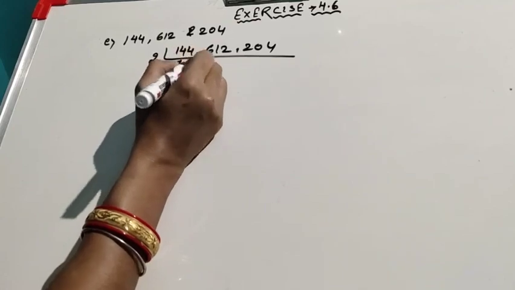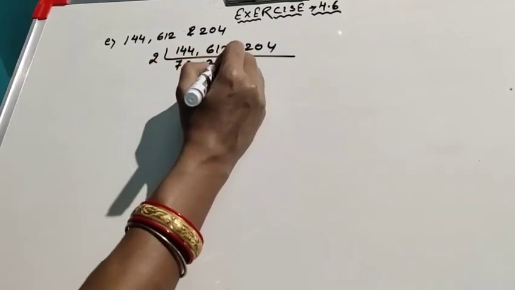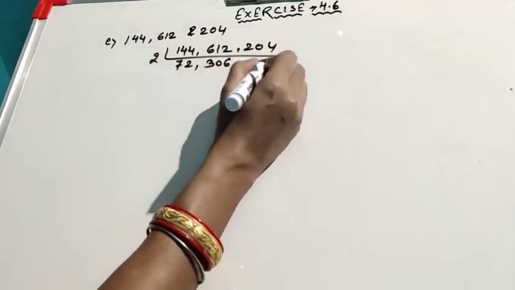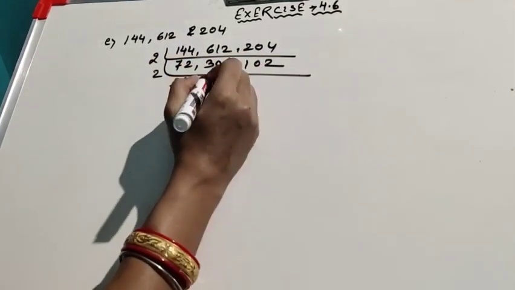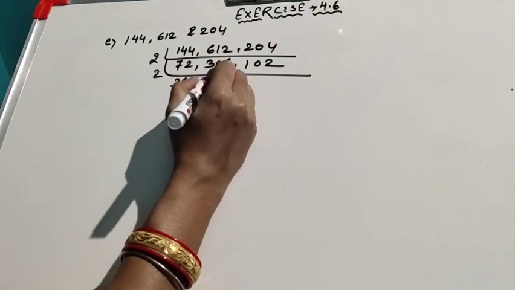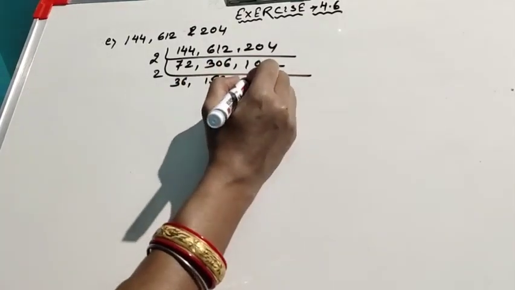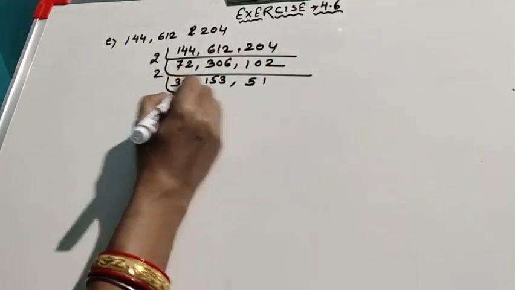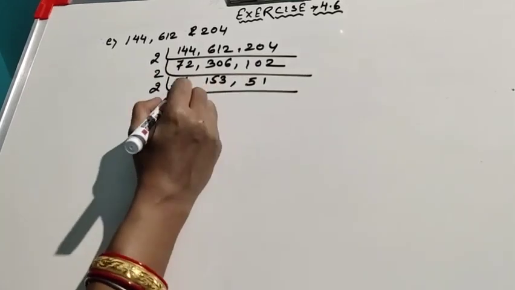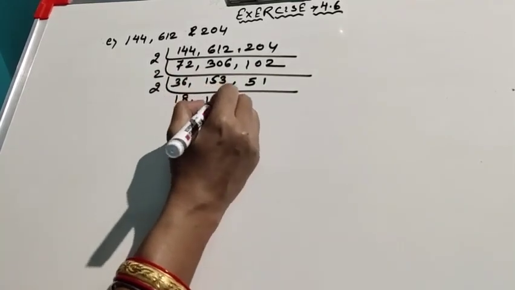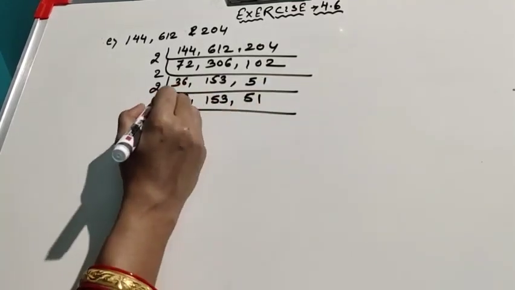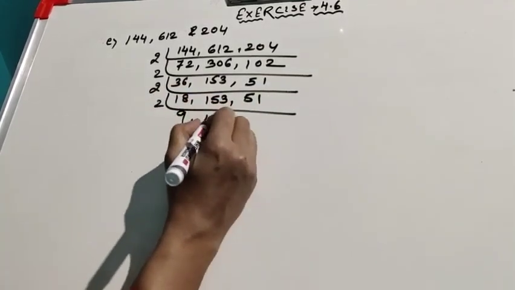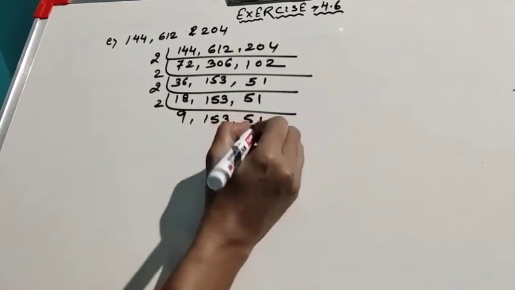2 7s are 14, 2 2s are 4, 2 3s are 6, 2 6s are 12, 2 1s are 2, 2 5s are 10. Again the 2 table: 2 8s are 16. It is not possible to divide, so the same we will write. Again the 2 table: 2 9s are 18, 153, 51.